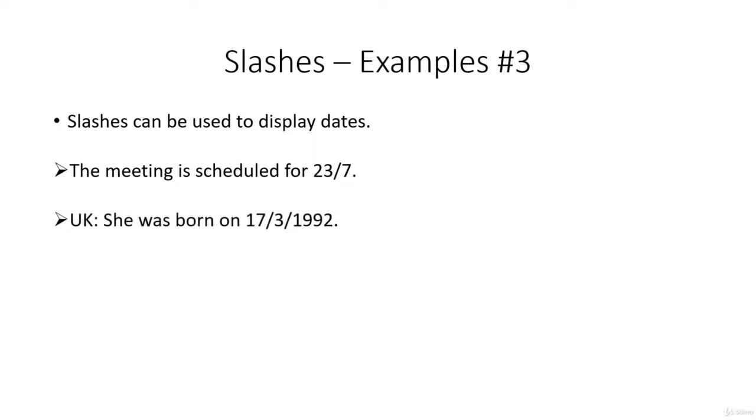Now in the UK, we say day, month, year, as in she was born on the 17th of the 3rd, 1992. But in the States, they say month, day, year as a format. So for the same information, they would say she was born on March the 17th, 1992.